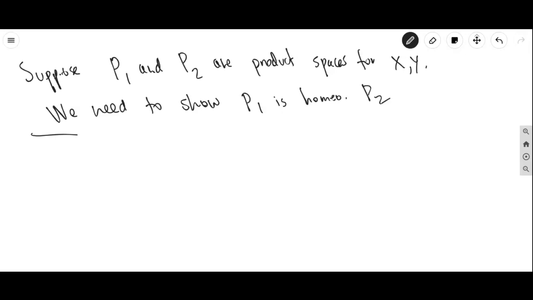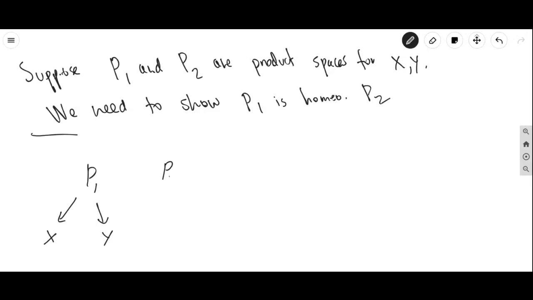You're going to see no set theory is going to be used here whatsoever. This is like ultra modern. So here's how it goes. We have X, so P1 is a product. So there's a pair of maps from P1 to X and Y. You can call them projection maps, but I'm just going to draw arrows.